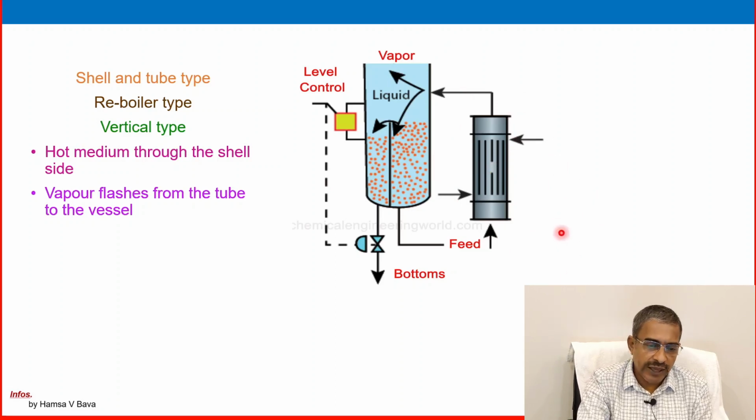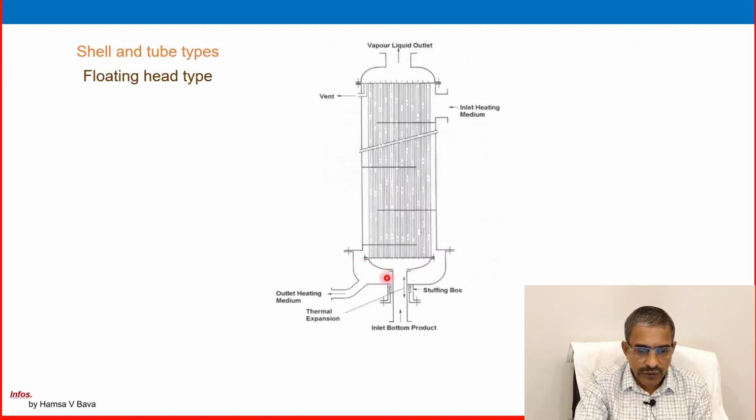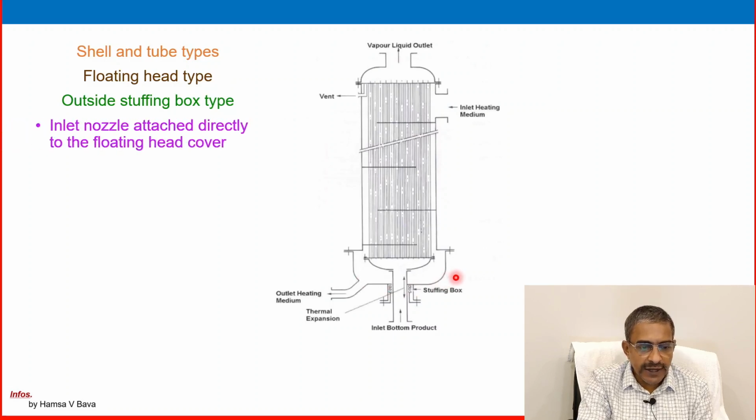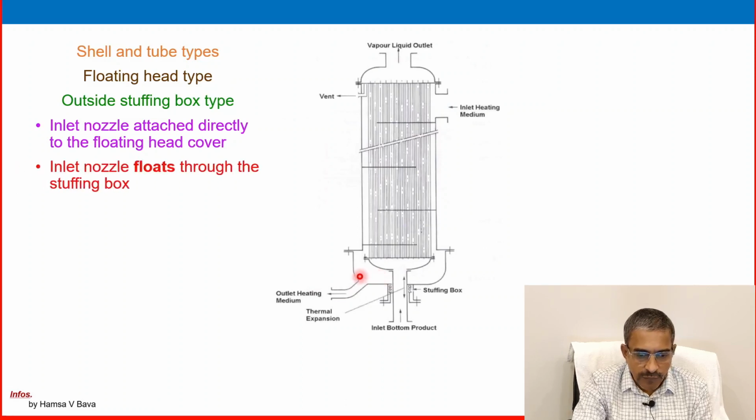So a vertical or horizontal type shell and tube heat exchanger is used as a reboiler. Another one is shell and tube floating head. Look at this one: floating head, and the stuffing box is outside. The inlet nozzle is attached directly to the floating head cover. Here you can see the floating head cover, and the inlet nozzle floats through the stuffing box.